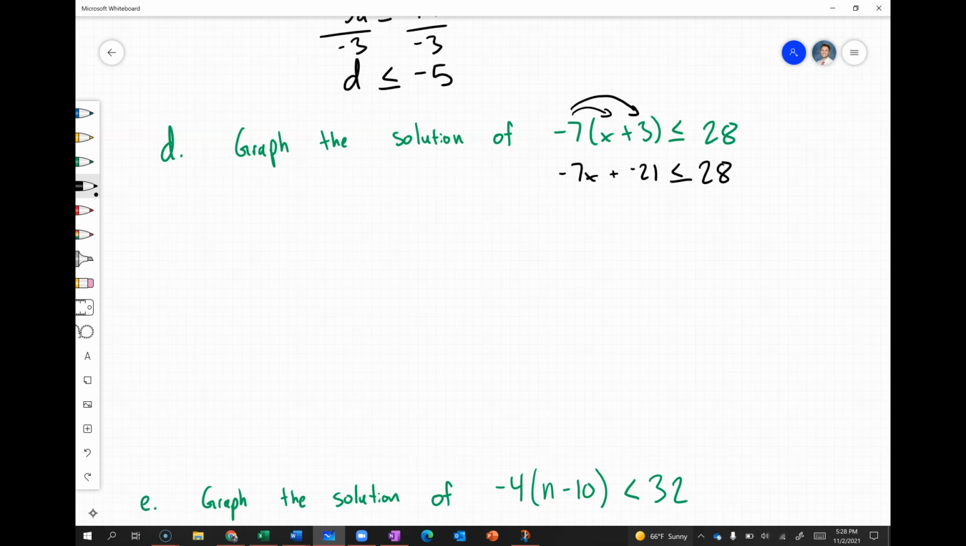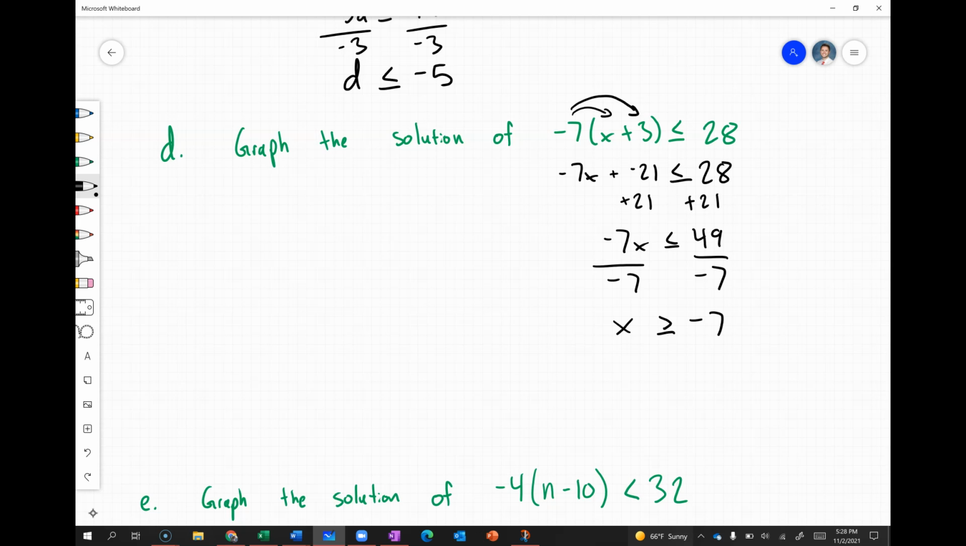Okay, then we've got a -21 here, so if we add 21 to both sides, we get -7x is less than or equal to 49, and the last step is to divide by -7. That leaves us with x, again changing the direction. X is greater than or equal to -7.